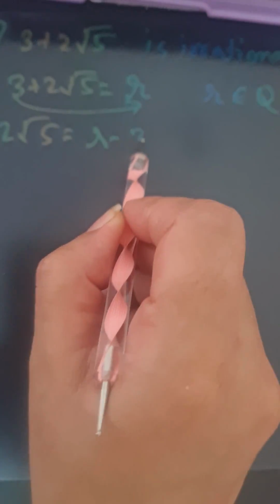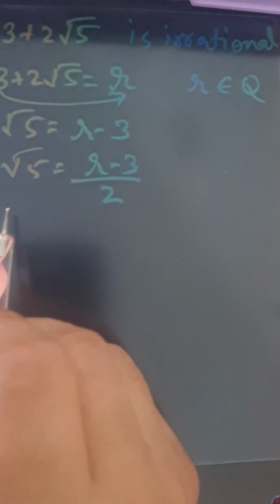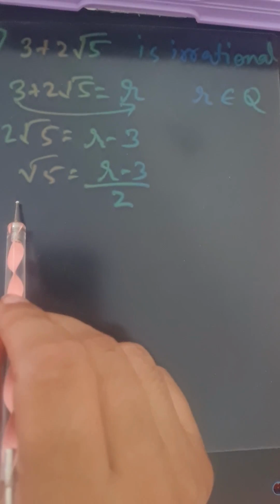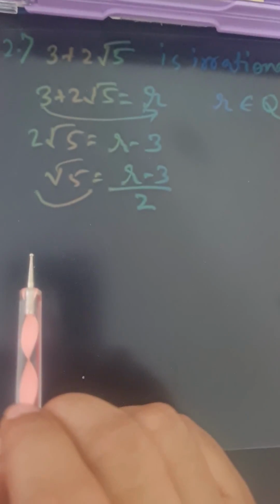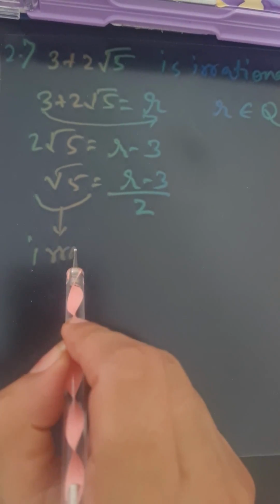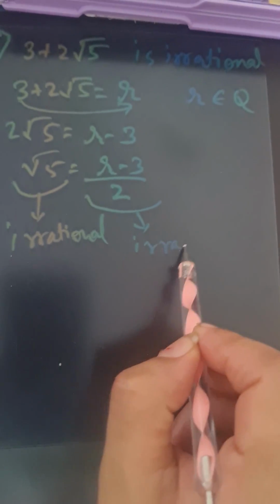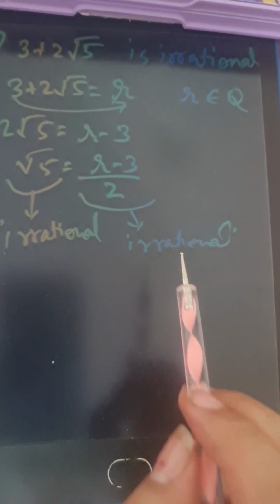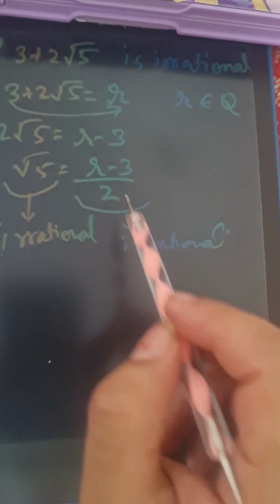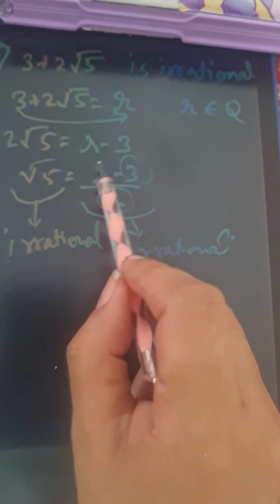Now bringing this 3 here, 2 root 5 is equal to r minus 3. Root 5 is equal to r minus 3 upon 2. As we have already proved in the earlier question, root 5 is an irrational number, and hence this should be irrational too, which is against our assumption. Since 2 is rational and 3 is rational, this should be irrational.